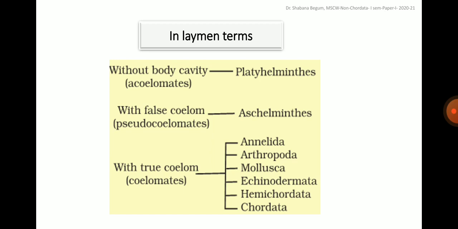So in layman's language, acoelomate organisms are without body cavity, examples being the platyhelminths. Pseudocoelomates are with false coelom, examples being Aschelminthes, and the coelomates are with true coelom, and the examples are the annelids, arthropods, mollusks, echinoderms, hemichordates and chordates.